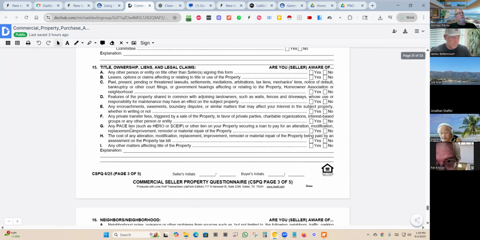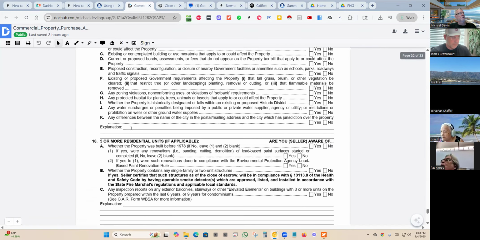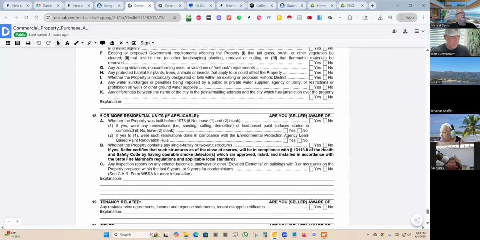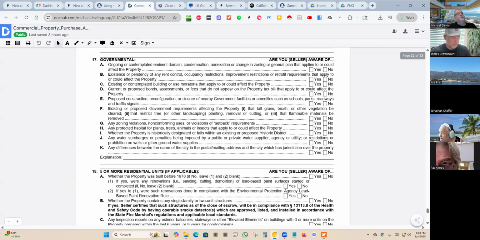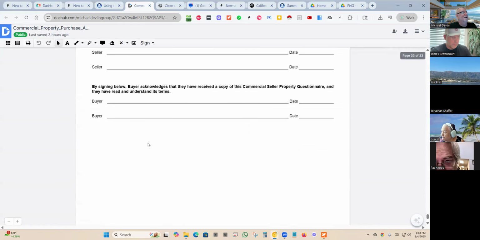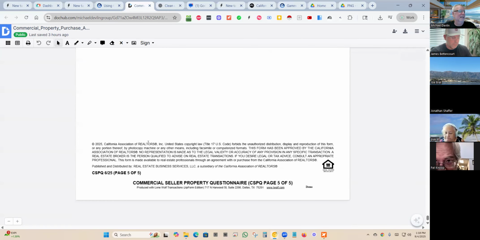And so again, most of this is identical to what the SPQ says, the seller property questionnaire. Most of this is just the same as the other one, the seller property questionnaire.